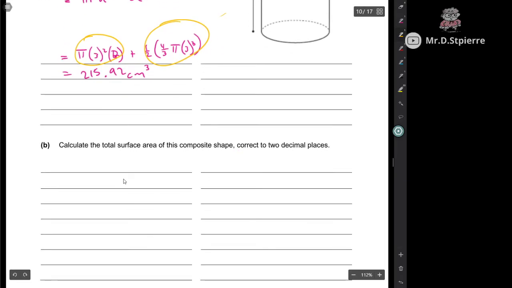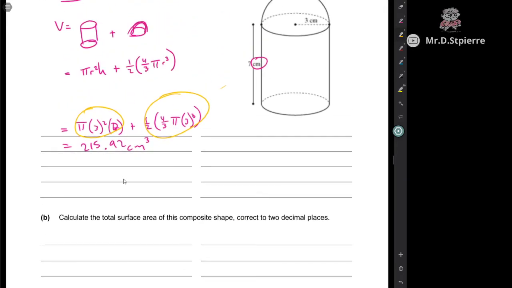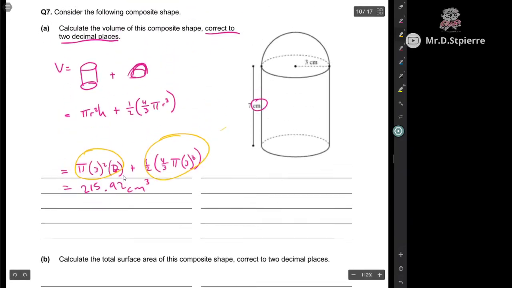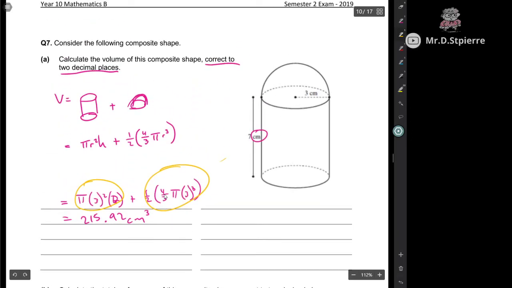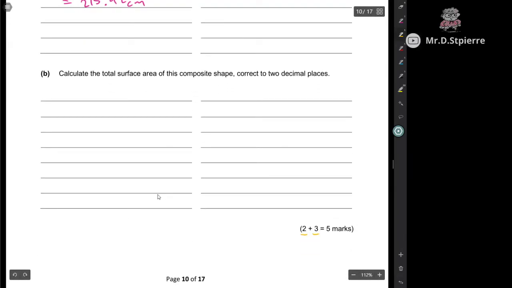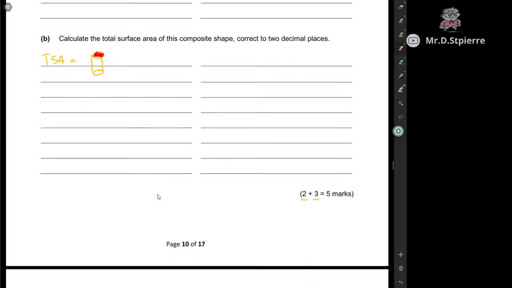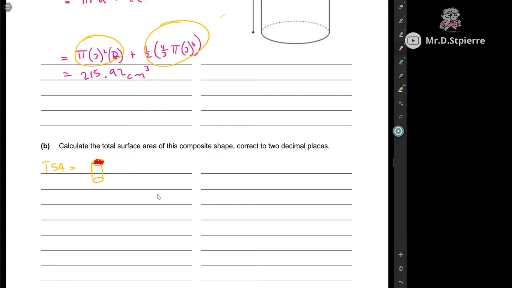Right, part B, calculate the total surface area of this composite shape, correct to 2 decimal places. Right, so surface area of this problem, and you'll even see volume was only 2 marks while surface area is 3. Surface area of composite shapes is a little bit harder because the total surface area is equal to the cylinder, okay, but we need to not count the top bit there because that's where the sphere joins on, plus we need the surface area of that half of the sphere.